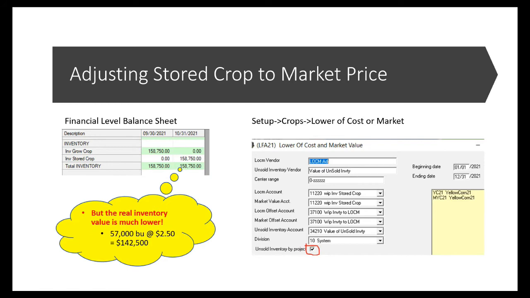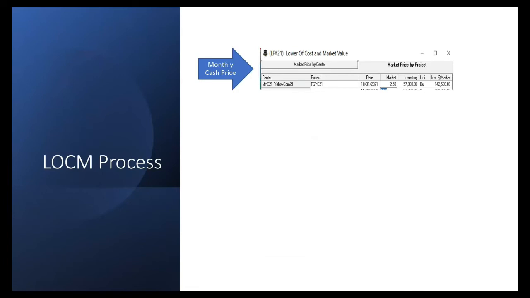There's a module under the crop setup, near the bottom, called lower cost of market. You set up your ledger accounts, your asset accounts, and income accounts. I use income accounts because these are adjustments to market, adjustments to price. Then the process, and this is just one month, is we can go in and establish the market price. So you see that 250, I'll plug that 250 in, and that'll generate the $142,000.